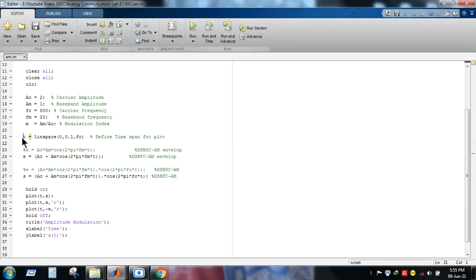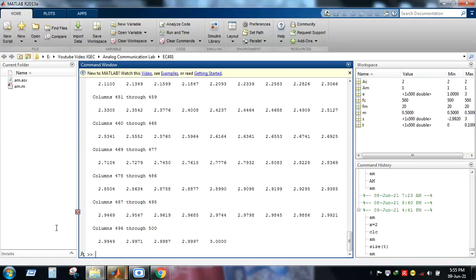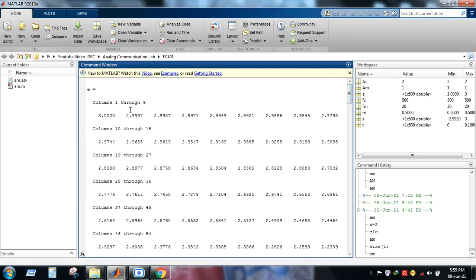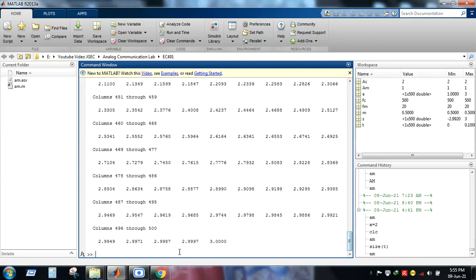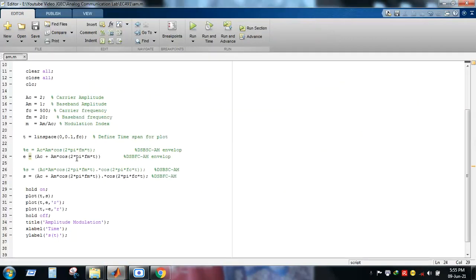Similarly, this is basically the envelope. For each value of t, we need to get a value of e. Suppose we stop here and remove the semicolon. If we run again, in the command window we get the corresponding value of e. So we also get 500 values of e.